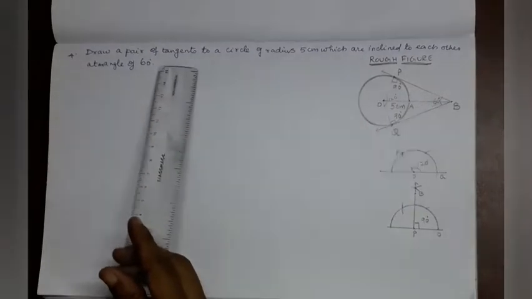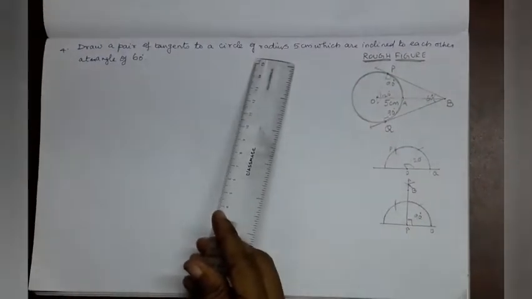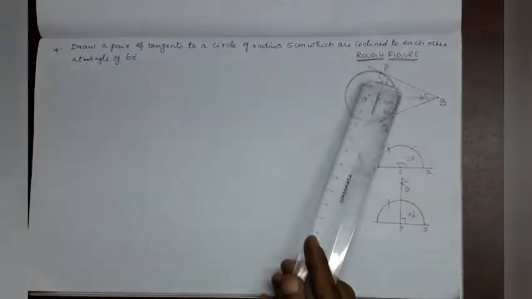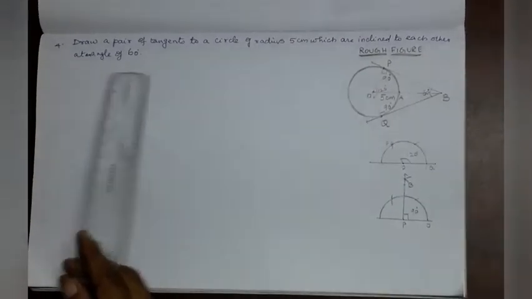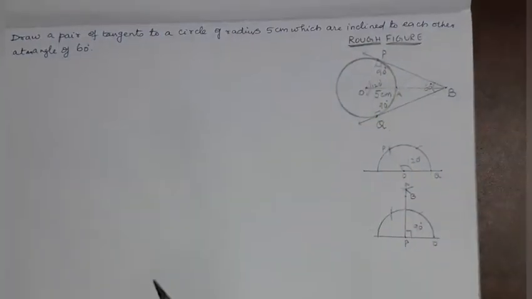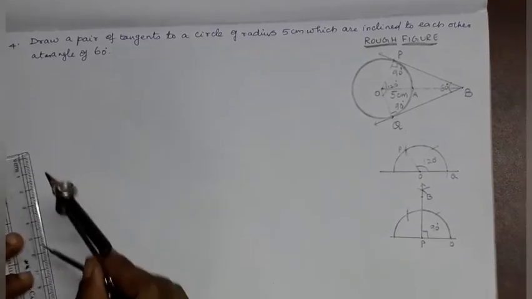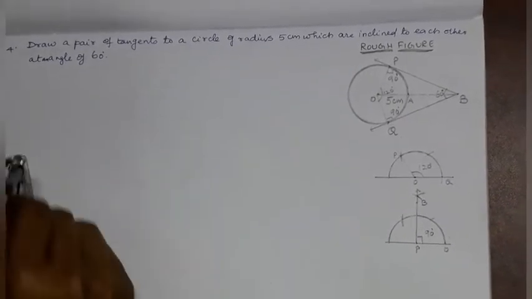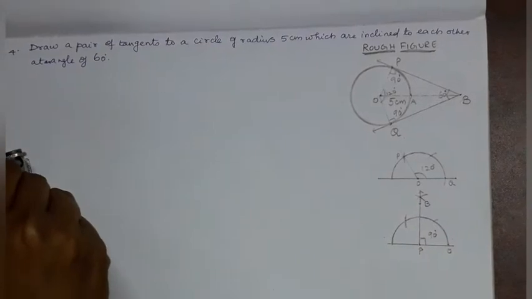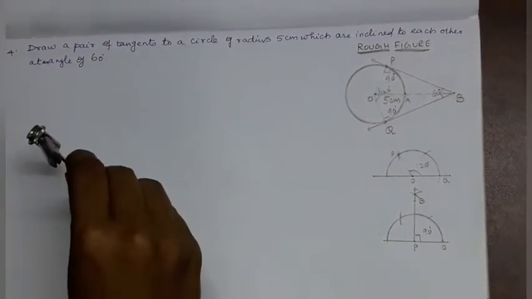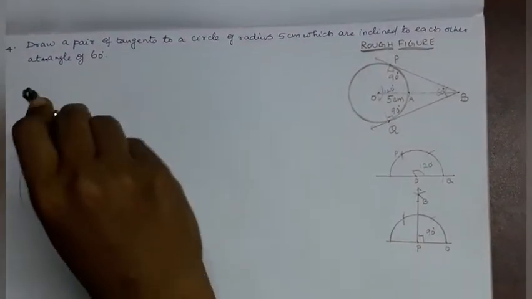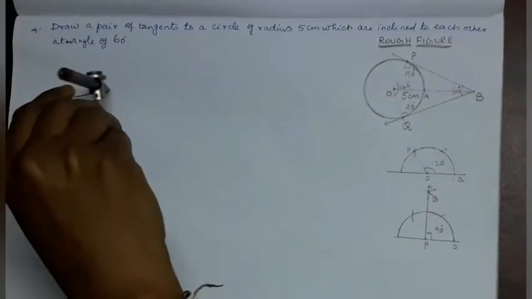Draw a pair of tangents to a circle of radius 5 cm which are inclined to each other at an angle of 60 degrees. It's given that the radius of the circle is 5 cm. So we must take 5 cm with the help of the ruler and draw a circle of radius 5 cm.